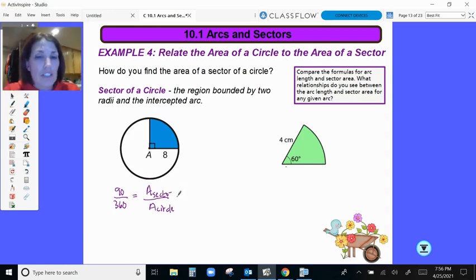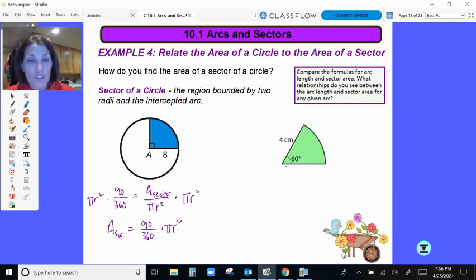Instead of writing area of my circle, I can just write pi r squared. Now if I multiply both sides by pi r squared, I know that my area of my sector is 90 over 360 times pi r squared. We just take that fraction of the circle, so 90 divided by 360 times pi r squared.